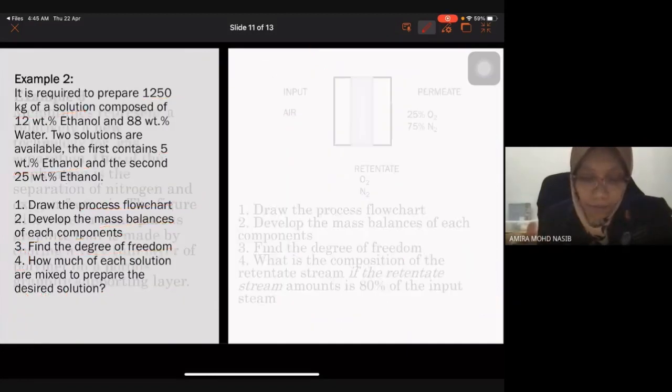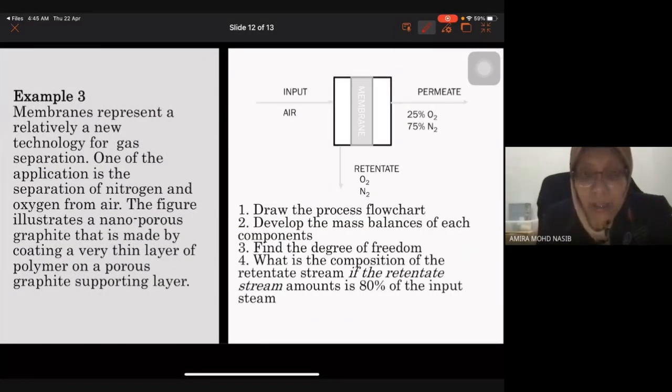Alright, next. So this is another example of a membrane. Membrane represents a relatively new technology for gas separation. Basically, a membrane can be used to separate gases such as CO2 or N2. One of the applications is the separation of nitrogen and oxygen from air. The figure illustrates a nanoporous graphite membrane made by coating a very thin layer of polymer on a porous graphite supporting layer. So you have one input and two outputs. One is called the retentate output, another one is called the permeate.